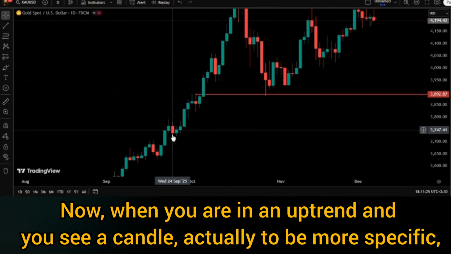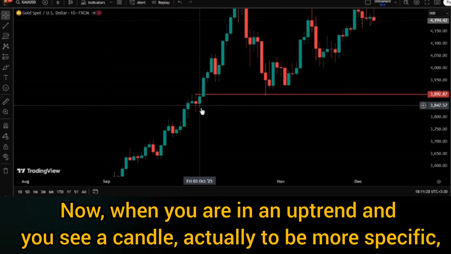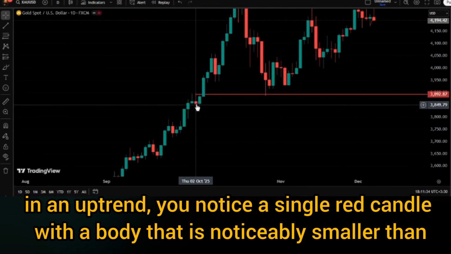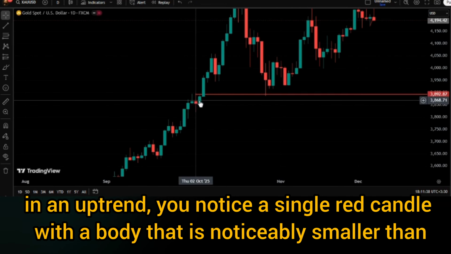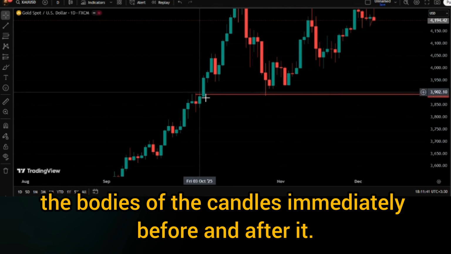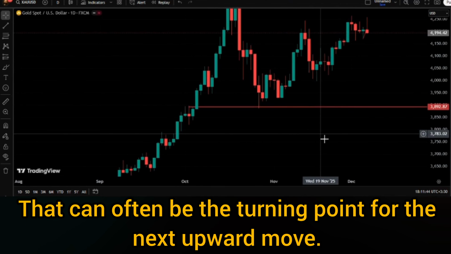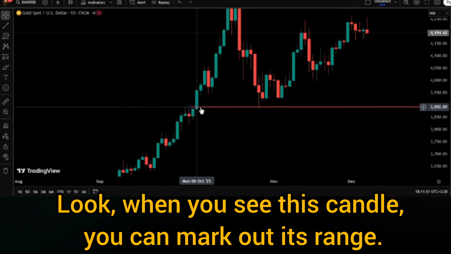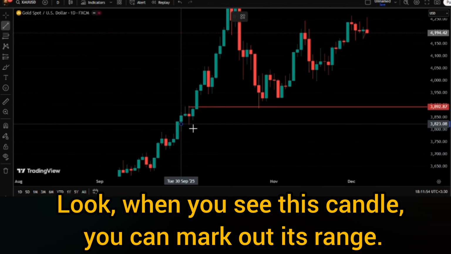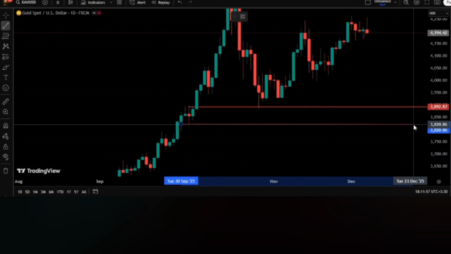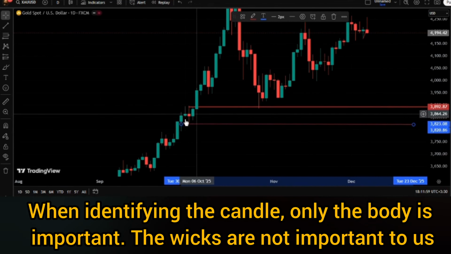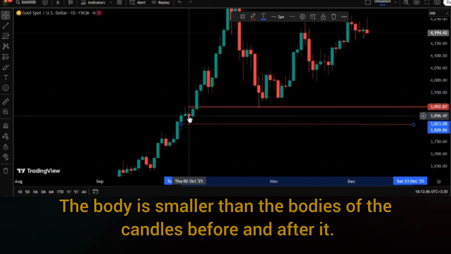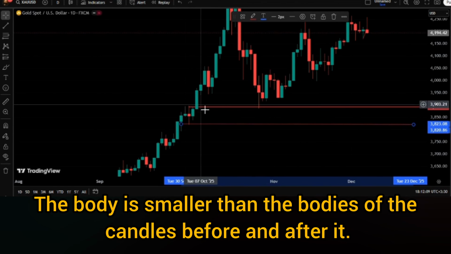Now, when you are in an uptrend, you notice a single red candle with a body that is noticeably smaller than the bodies of the candles immediately before and after it. That can often be the turning point for the next upward move. What does that mean? Look, when you see this candle, you can mark out its range. When identifying the candle, only the body is important. The wicks are not important to us.